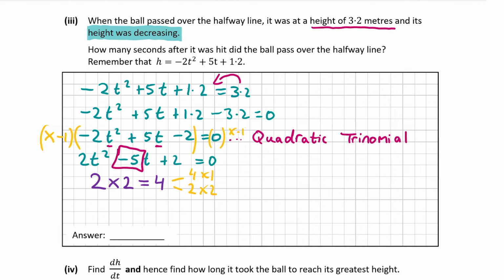How about the 4 and 1? Plus 4 plus 1 is 5. So this is a common mistake. Plus 4 plus 1 is 5. However, we want minus 5, okay?